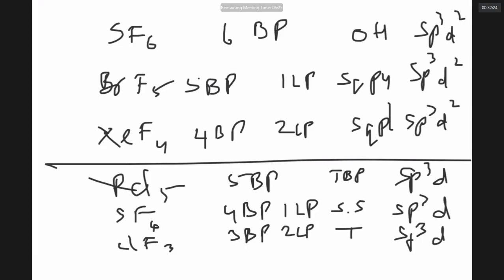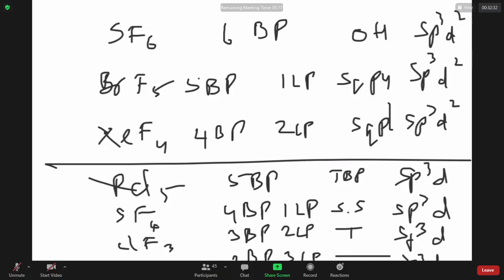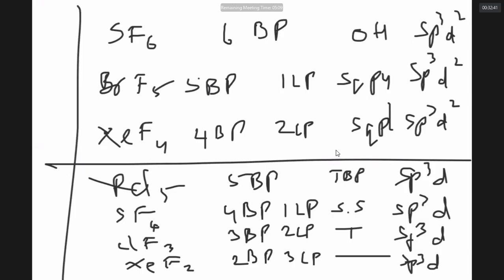In that sp3d, if 2 are bond pairs, 3 are lone pairs, what is the shape, sir? Linear shape. Example was XeF2. Are we very clear about this, sir? Yes, sir. So in octahedron, you introduce lone pairs. In trigonal bipyramid, you introduce lone pairs.